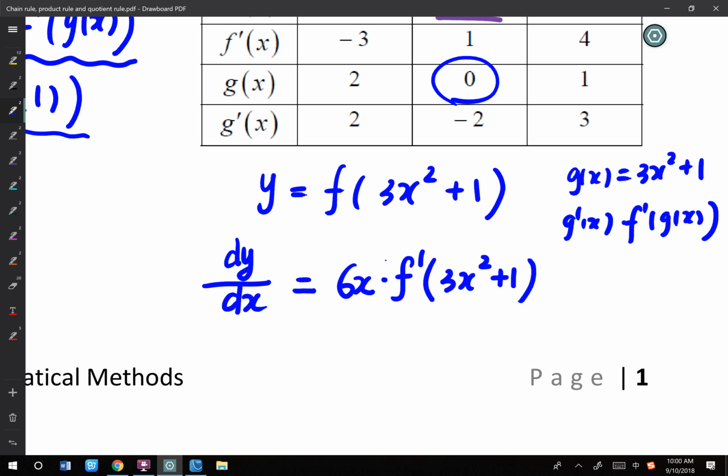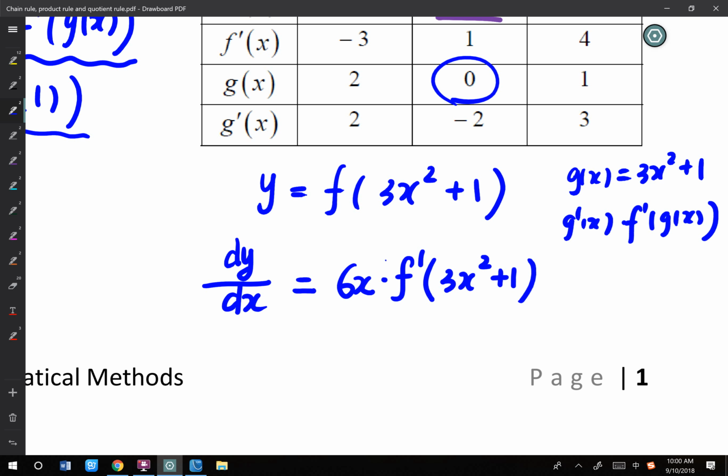Those two are just two examples, and maybe they are the only two kinds of questions where you will use g'(x) times f'(g(x)). That's how we use that formula. Any questions?